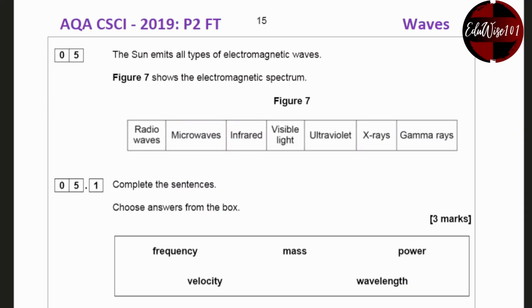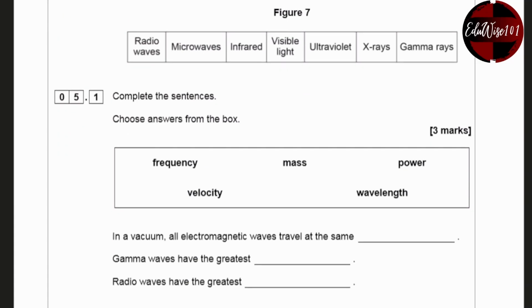Question number 5. The sun emits all types of electromagnetic waves. This question is on the topic of waves. Figure 7 shows the electromagnetic spectrum. So they have said radio waves, microwave, infrared, visible light, ultraviolet, X-ray, and gamma. In a vacuum, all electromagnetic waves travel at the same speed.